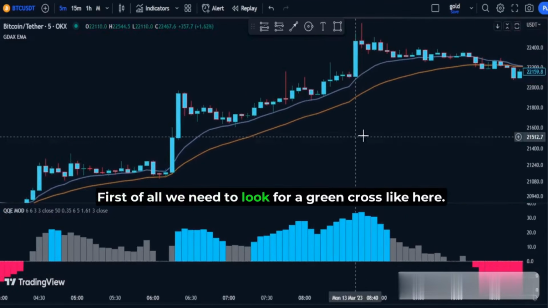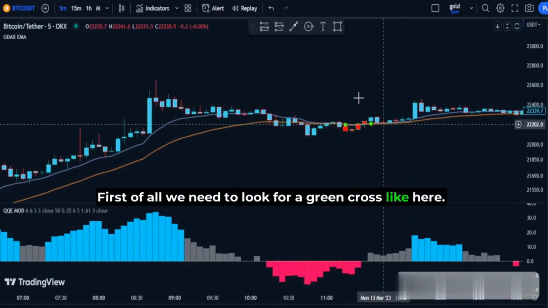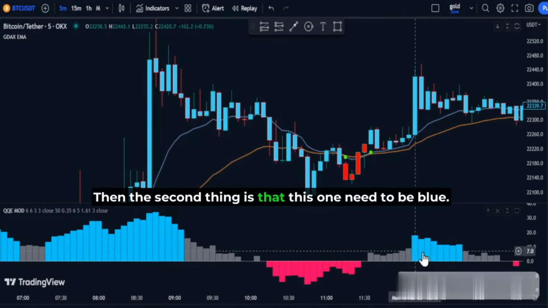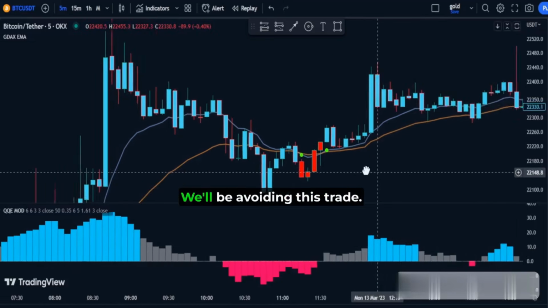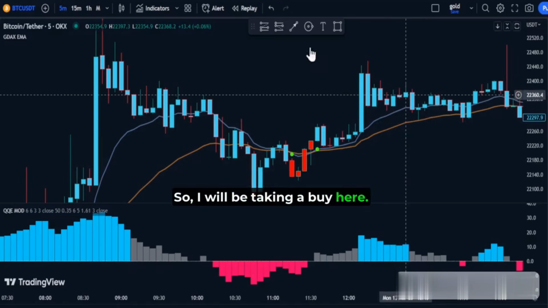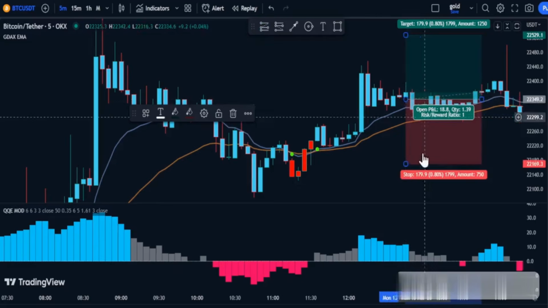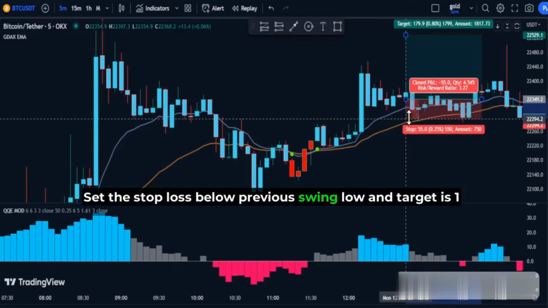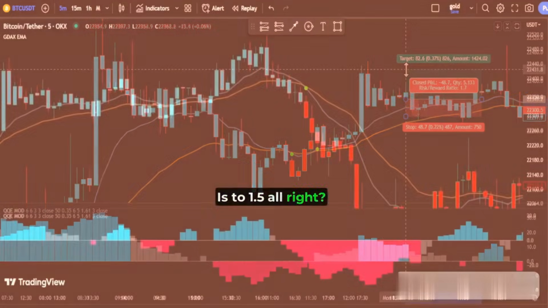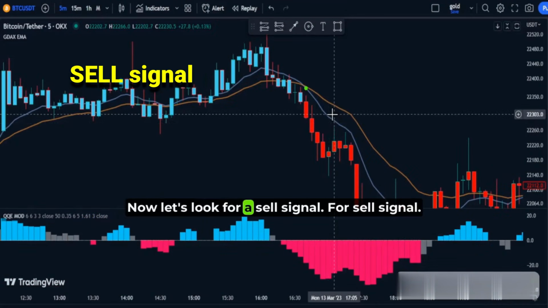First of all, we need to look for a green cross like here. Then the second thing is that this one needs to be blue. We'll be avoiding this trade. So I'll be taking a buy here. Set the stop loss below the previous swing low and the target is 1:1.5. Alright. Now let's look for a sell signal.